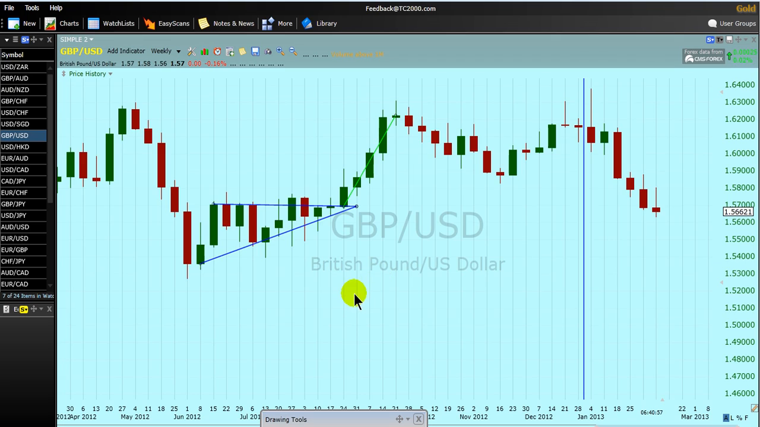Let's get started. We are looking at the pound dollar currency pair, though we are using the currency pair here. This strategy is valid for stock, for commodity, for crude oil, for gold, for any financial instrument. Pound dollar currency pair on the weekly chart, very important.